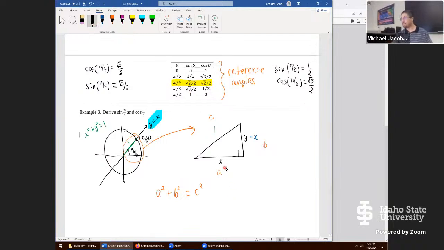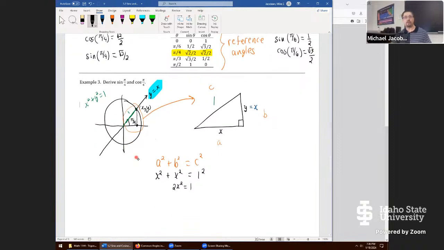So let's take A, which is x, and square it. Take B, it's y, but it's also equal to x. So we're going to square x. Our C is 1, and we'll square our 1. There it is, it's squared. Well, 1 squared is just 1. The left-hand side contains like terms, so now we have 2x squared equals 1. Divide by 2, and we have x squared equals 1/2.